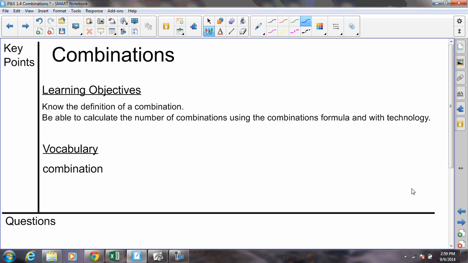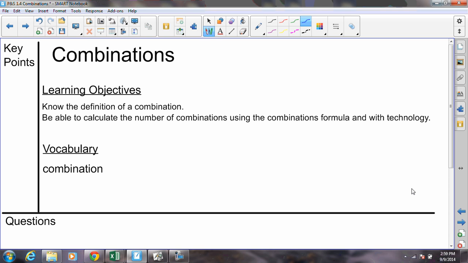Our topic for today is combinations. This should seem very, very similar to the work we were doing in the last lesson with permutations, because combinations and permutations have a lot in common. There are many things that are similar about them, but there is one really, really big difference. You will note, though, that the learning objectives are very similar to the learning objectives that we had for permutations.